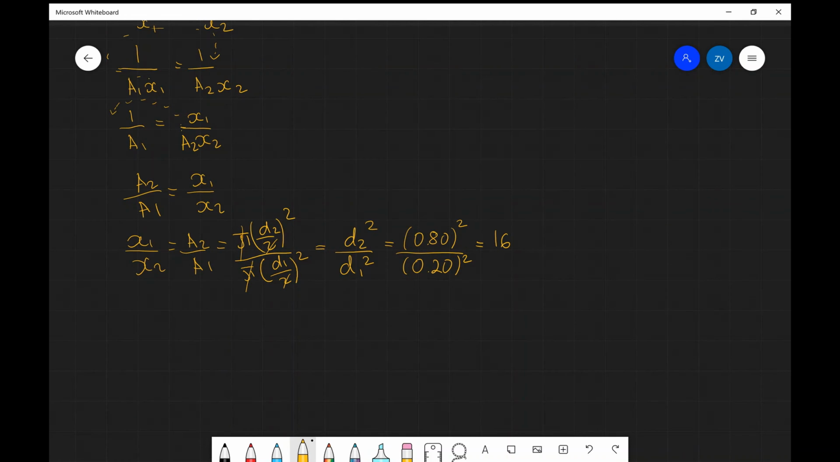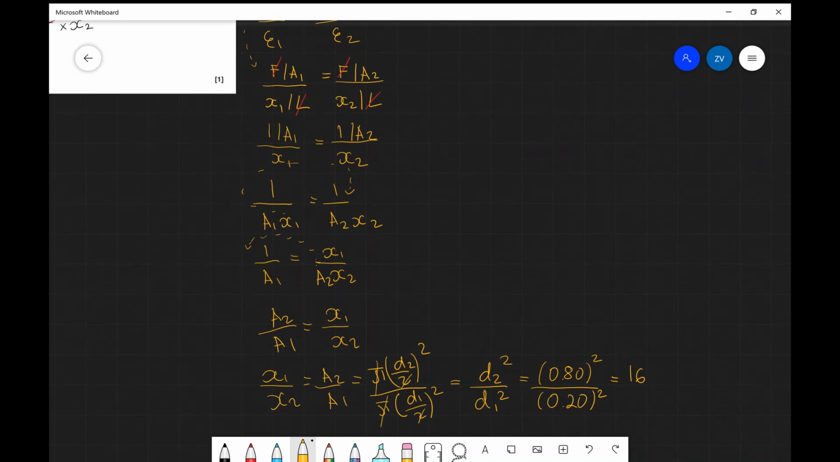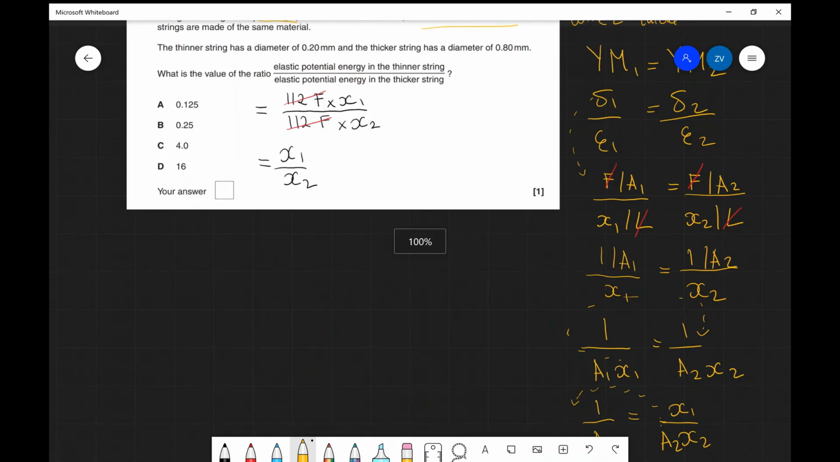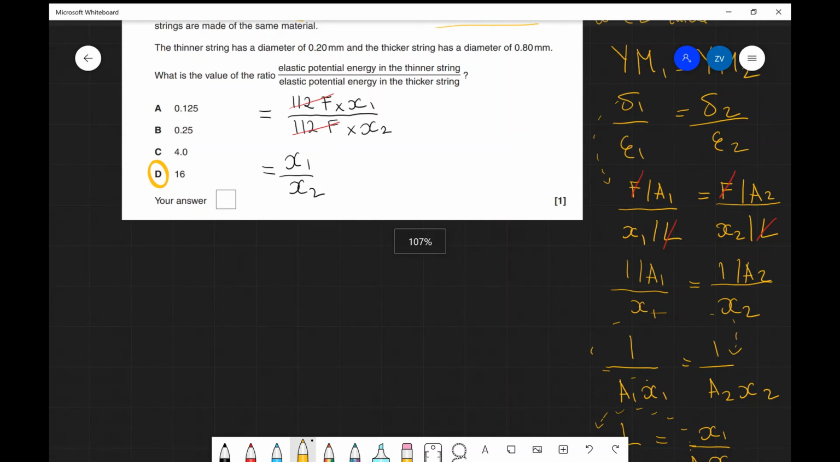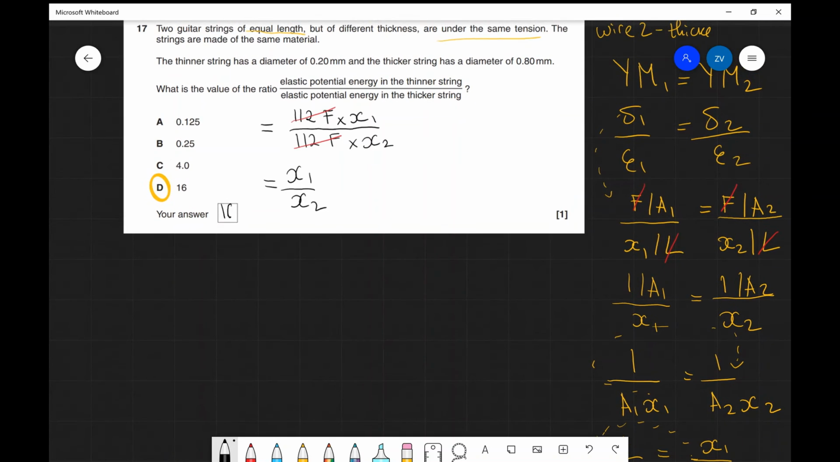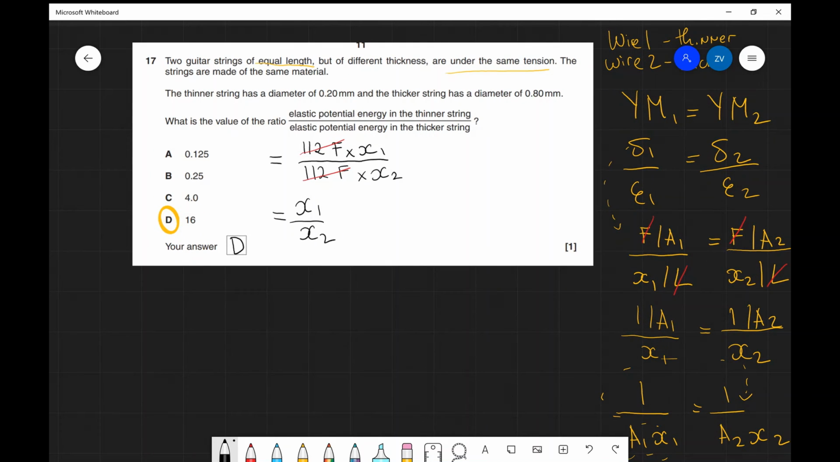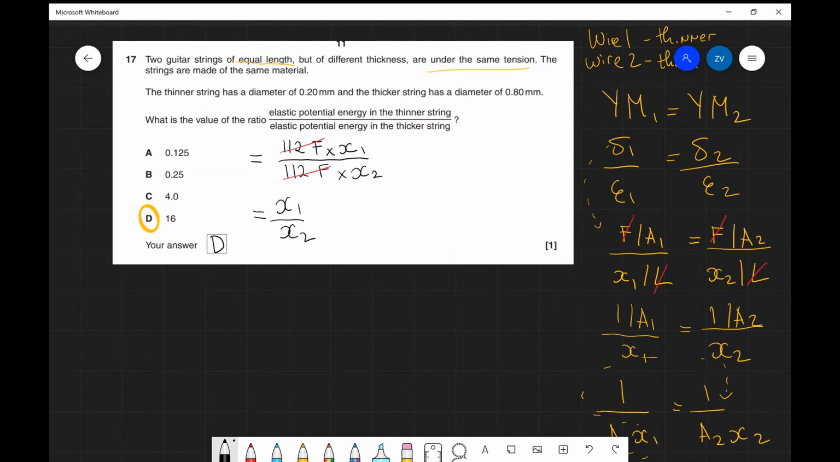So this was actually quite an enormous amount of work for 1 mark, but we've reached the answer, which is 16. Let's make sure that we actually write the letter. So this is D. Okay folks, hopefully this makes sense. If you managed to find a much easier way, please let me know, and I'm going to make another video about it, or I'll just add it onto this video. Let's move on to the next question.